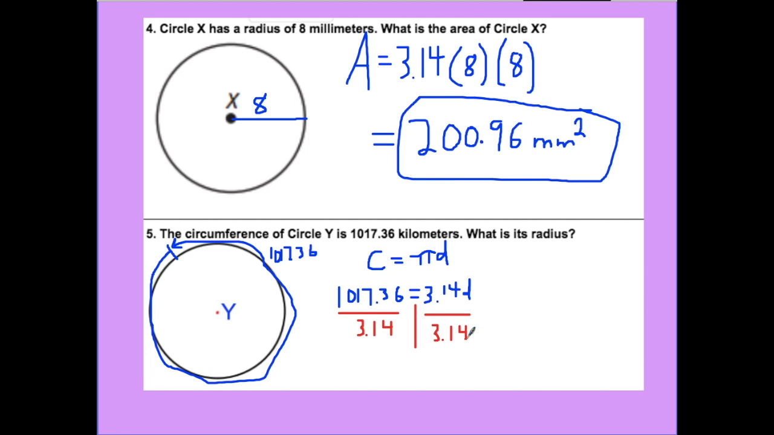So type that in on your calculator as you're going along. And we're going to end up with the diameter is 324. Really important that we write this letter here, d, because the question is actually asking for radius. So how do we get to radius? Divide by 2. I'm going to have my radius be 162. And what are the units? Kilometers. So I can put km for kilometers.